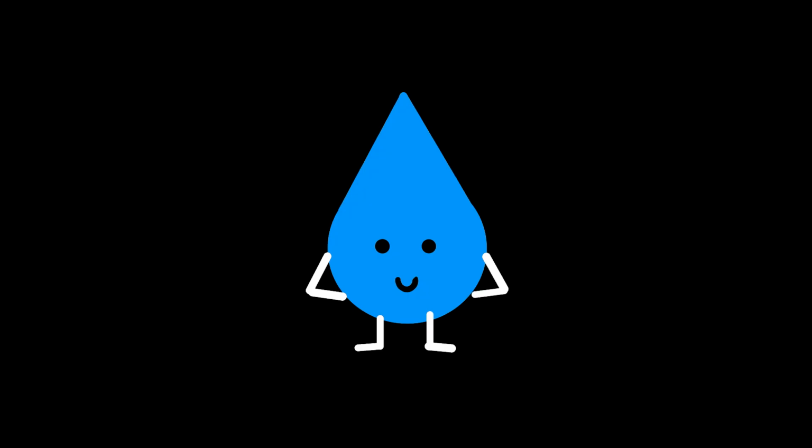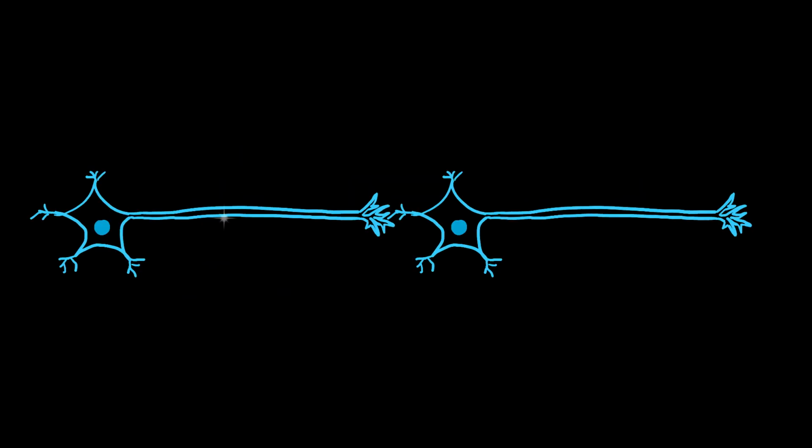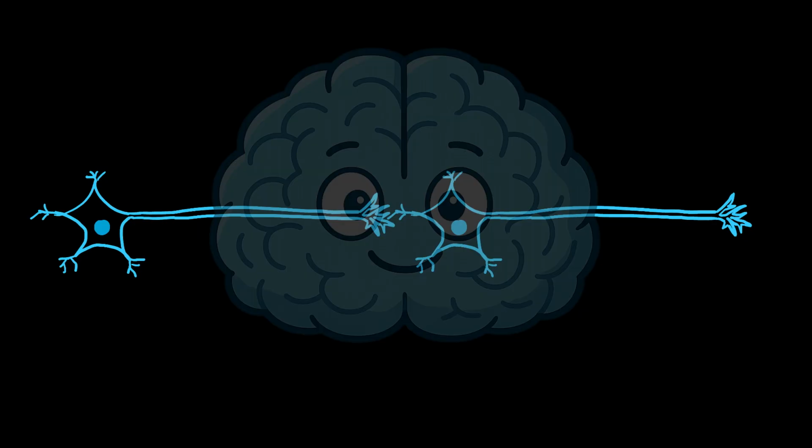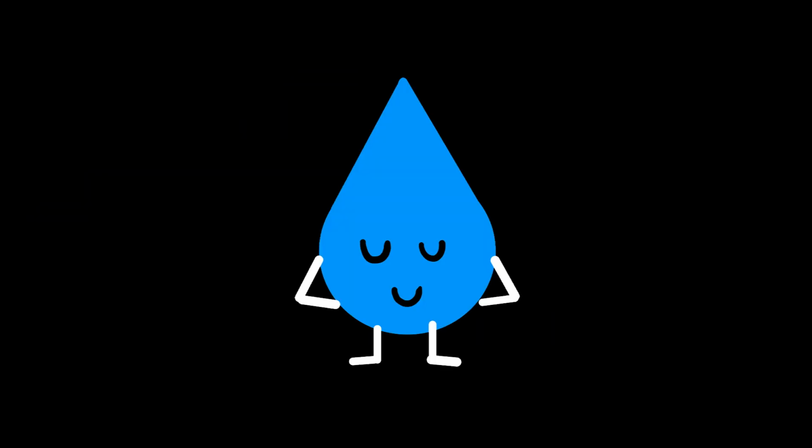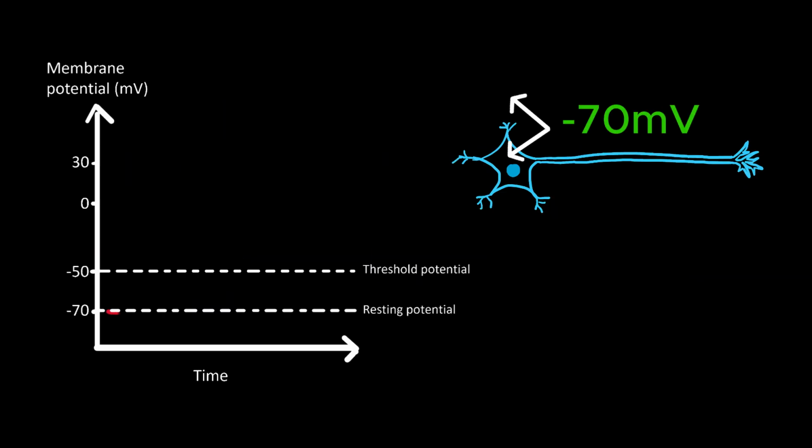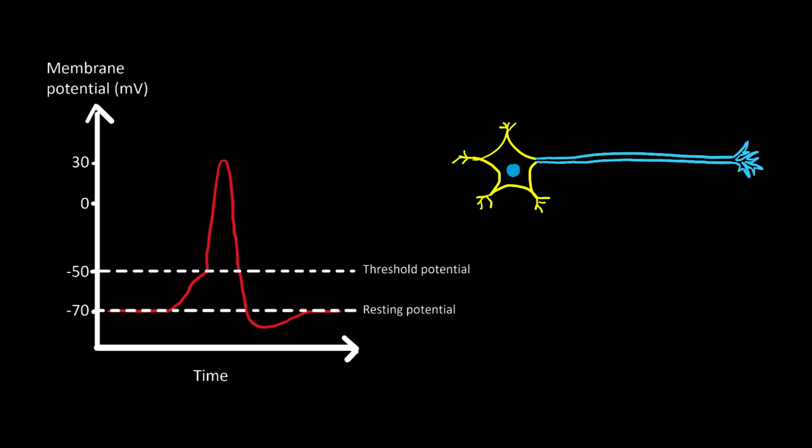All of that is controlled by neurons, which are cells that transmit information in your brain and around your body. They do so through electrical impulses. How exactly? Normally, neurons have a membrane potential of around -70 millivolts. However, when a threshold potential of around -50 millivolts is reached, an action potential is triggered.